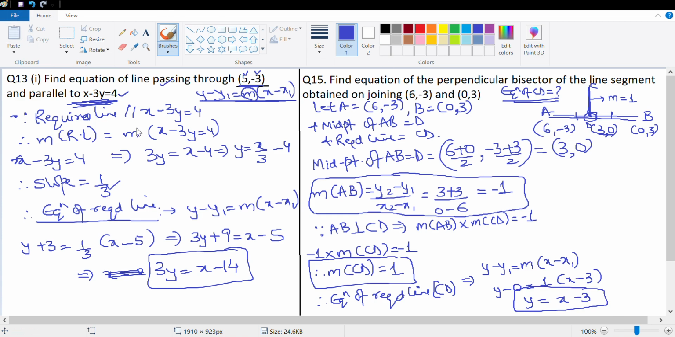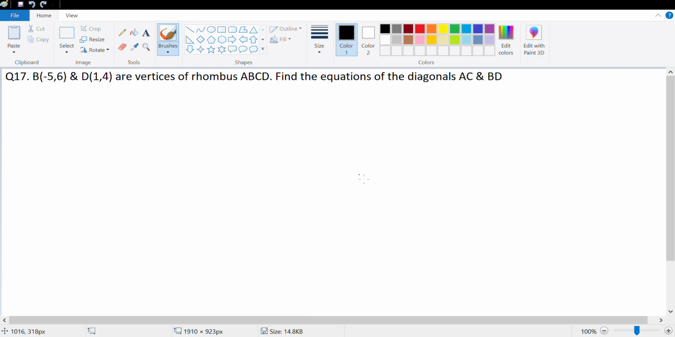The next question that we do will be question number 17. In fact, you can put a star on this question. Interesting question.